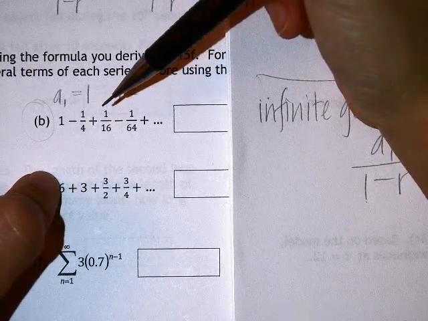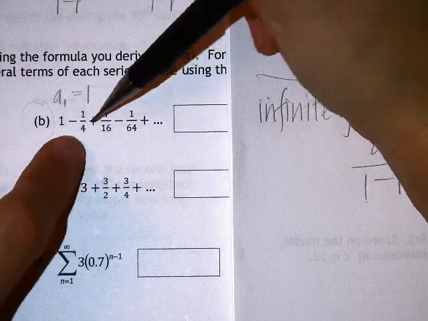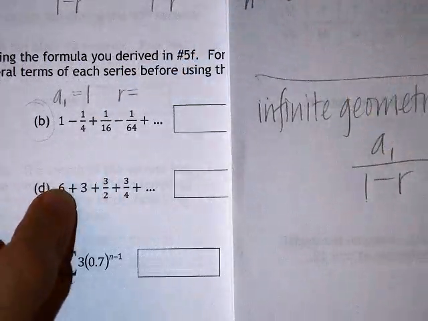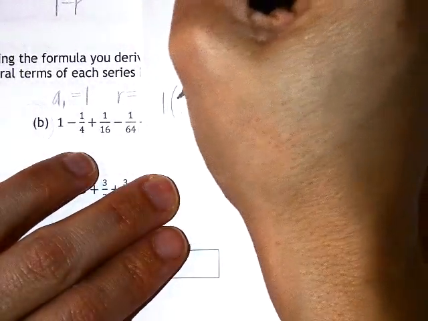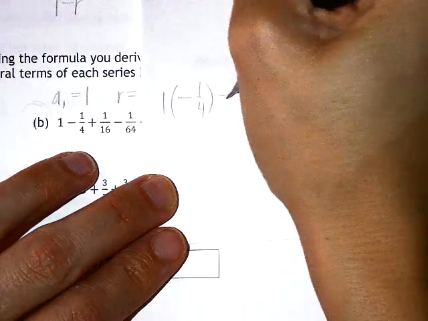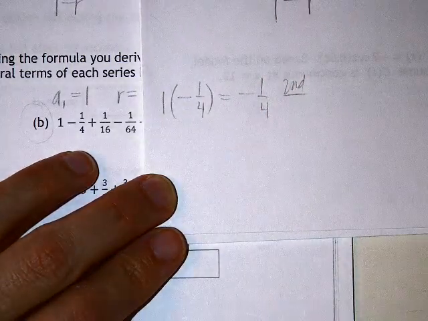And in case you're like, no, Herbert, that doesn't make sense. What about the plus signs? Like, why are they not all the same? Why isn't it all minus signs? Think logically. If you take 1 times negative 1/4, you get negative 1/4. That is the second term of the series.